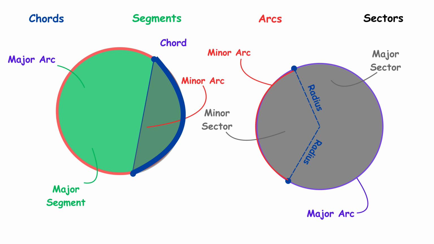To quickly summarize this video, you can imagine that there are 2 different ways to cut a circle, either straight across with a chord, which will split the circle into a minor segment and a major segment, or we can cut the circle by taking a slice using 2 radii, which will result in a minor sector and a major sector. In both cases, we will also get a minor arc and a major arc, which are the curved parts along the circle's edge. And that is it for this video.